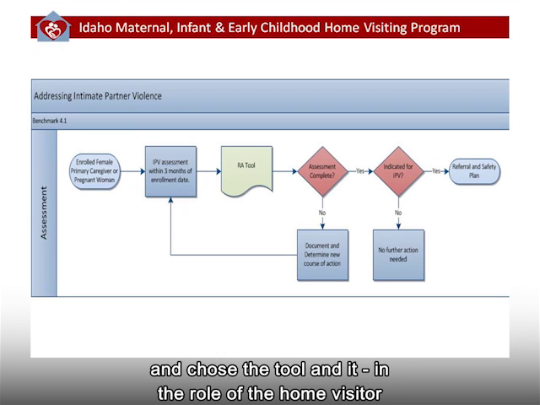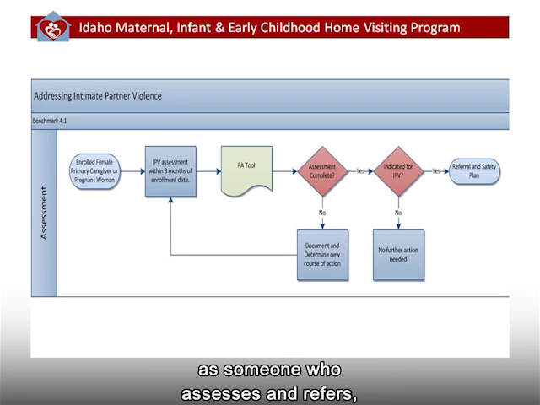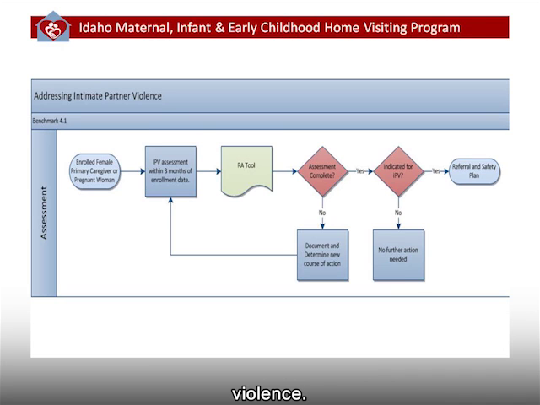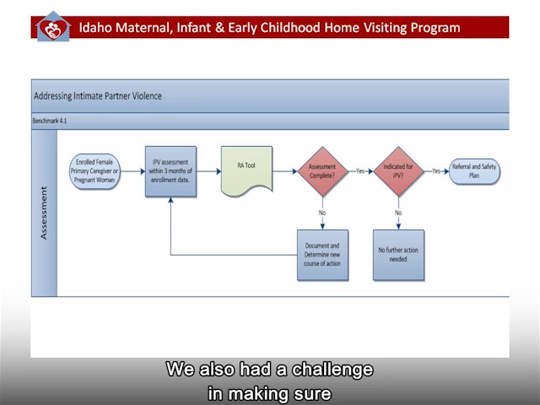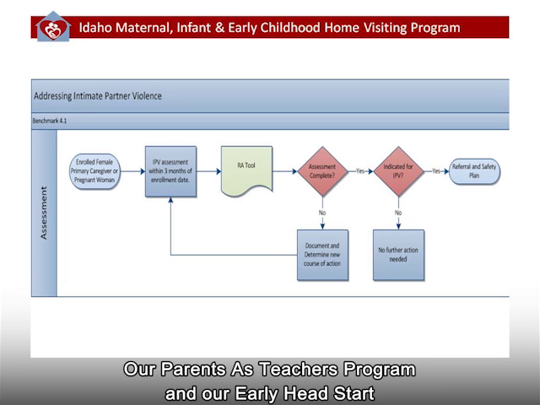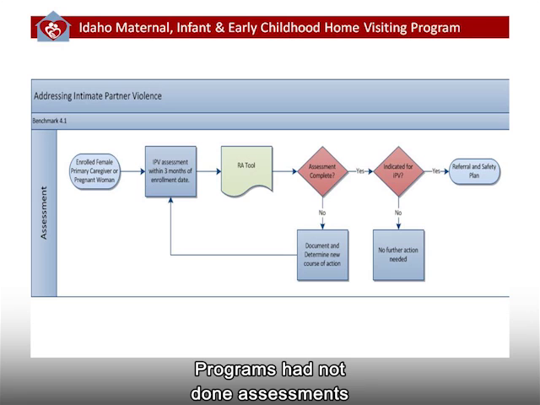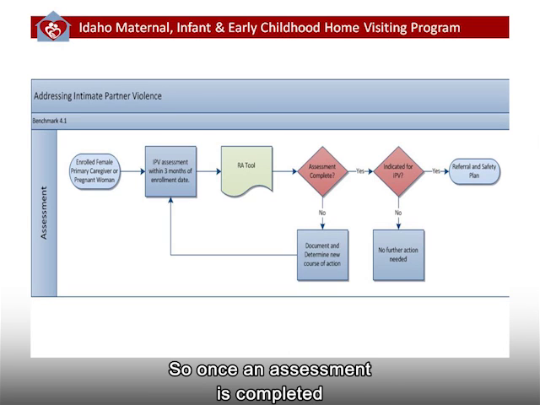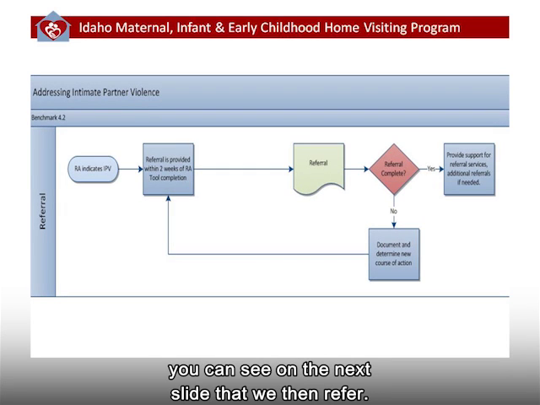And in the role of the home visitor as someone who assesses and refers, who makes those connections to other agencies who actually specialize in things like intimate partner violence. We also had a challenge in making sure that our programs felt comfortable in doing the screenings. Our Parents as Teachers program and our Early Head Start programs had not done assessments for intimate partner violence before. So providing that training and support has been critical to them, and then following up to provide further support now has been critical. So once an assessment is completed, if a woman is indicated for intimate partner violence, you can see on the next slide that we then refer.